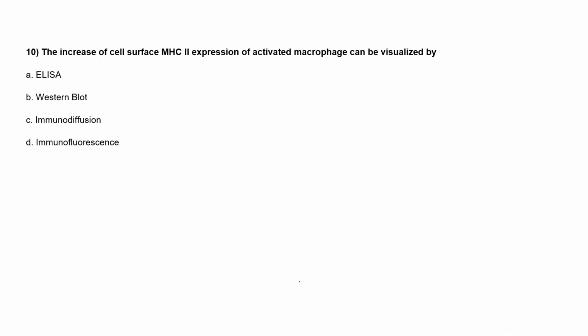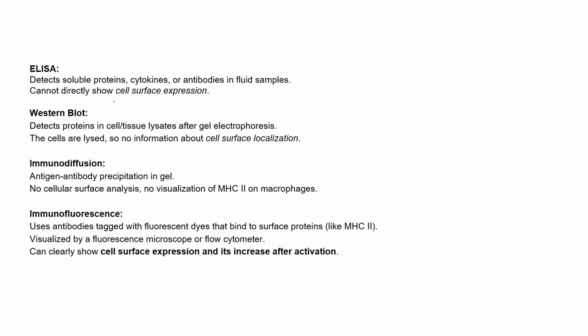So moving to the last question: the increase of cell surface MHC2 expression of activated macrophages can be visualized by: option A is ELISA, option B is Western blot, option C is immunodiffusion, and option D is immunofluorescence. Option D, immunofluorescence. Okay, very good, very nice. So option D, immunofluorescence, is the right answer.